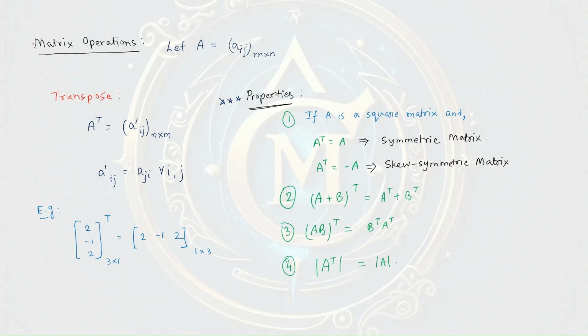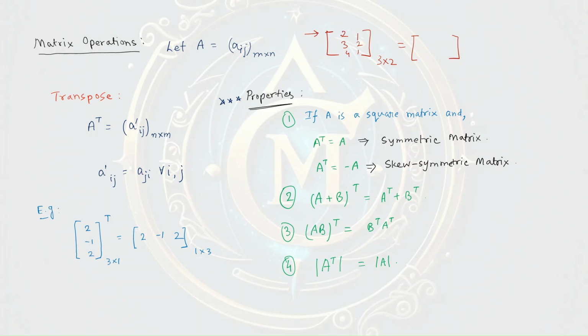Now coming to the next topic, that is matrix operations. Let A be this matrix. So this is the general representation of any matrix A. Then we define the operation transpose as A transpose is A dash ij with the size n by m. So when we are going to transpose, let's say this matrix 2 3 4, then 1 2 1, which is of the size 3 by 2, we are going to write this matrix like this.